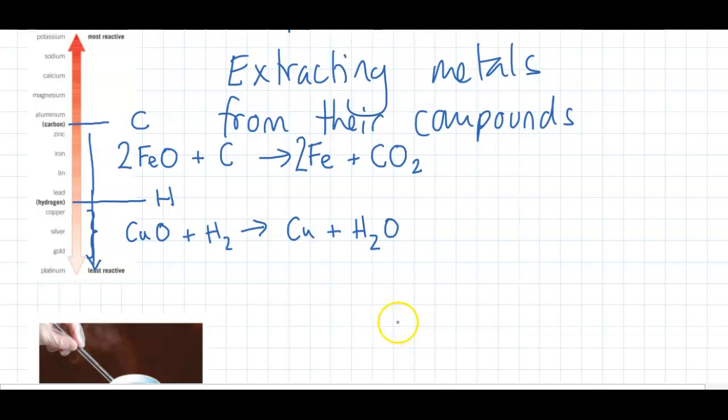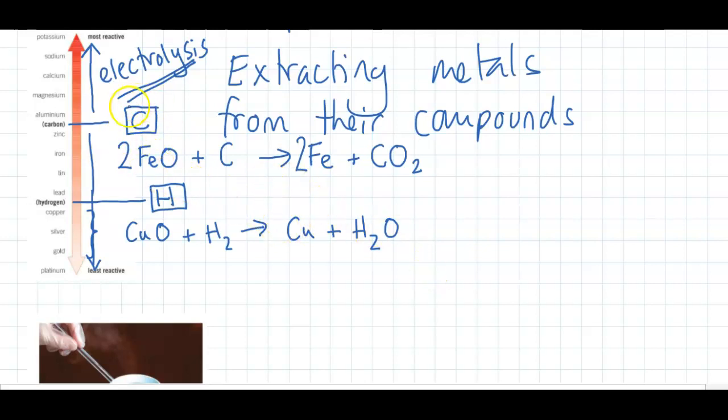So two important facts about the reactivity series. If we include two non-metals in it, carbon and hydrogen, we can explain how we extract metals by displacement. Anything that's above carbon cannot be extracted in that way, and I can only extract these most reactive metals above carbon by using electrolysis, which we're not going to look at now. That's in a different chapter.